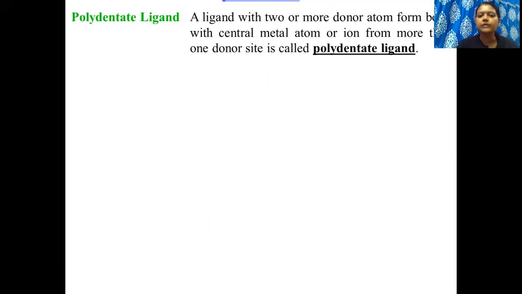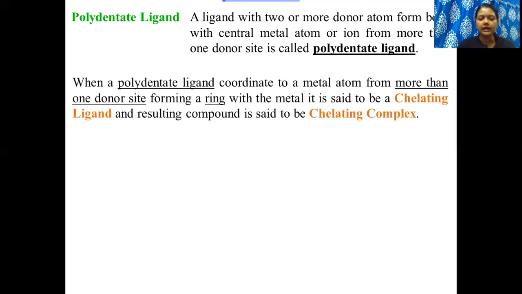Now polydentate ligand. A ligand with two or more donor atoms forms bonds with the central metal atom from more than one donor site and is called a polydentate ligand. When a polydentate ligand coordinates to the metal atom from more than one donor site and forms a ring with the metal, then it is called a chelating ligand, and the complex is called a chelating complex. Polydentate ligands can be further classified into different types.